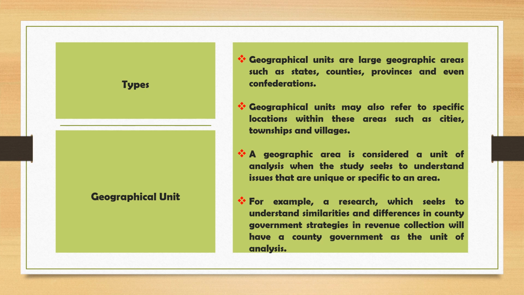Geographical units may also refer to specific locations within these areas, such as, say, a city in Kenya, a township in Uganda, or a village in Sudan. Those become geographical units within the larger location. A geographical area is considered a unit of analysis if the study seeks to understand issues that are unique or specific to a given geographical area.